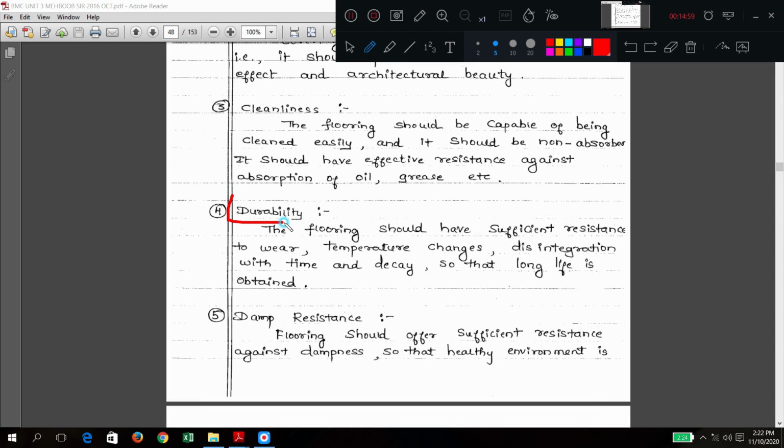Durability is a very common point. It should be durable, meaning what? For a longer lifetime, it should resist wear and tear, temperature change, and disintegration. In one word, you can say that it should sustain all the temperature or weather effects for a longer life. Damp resistance means what?